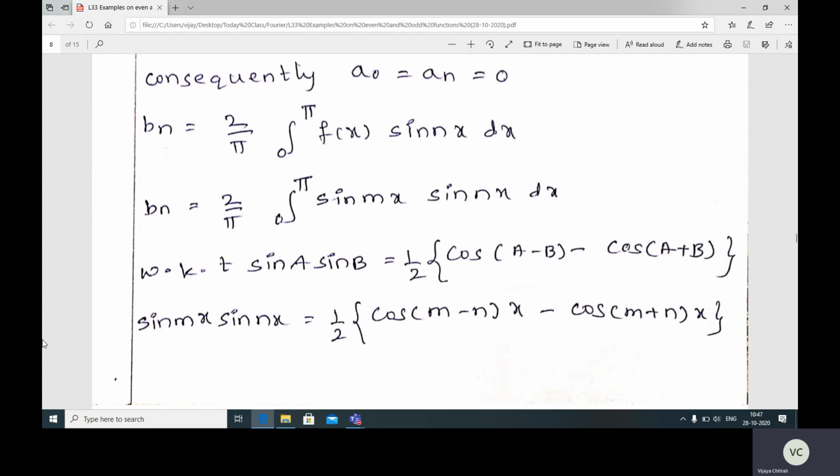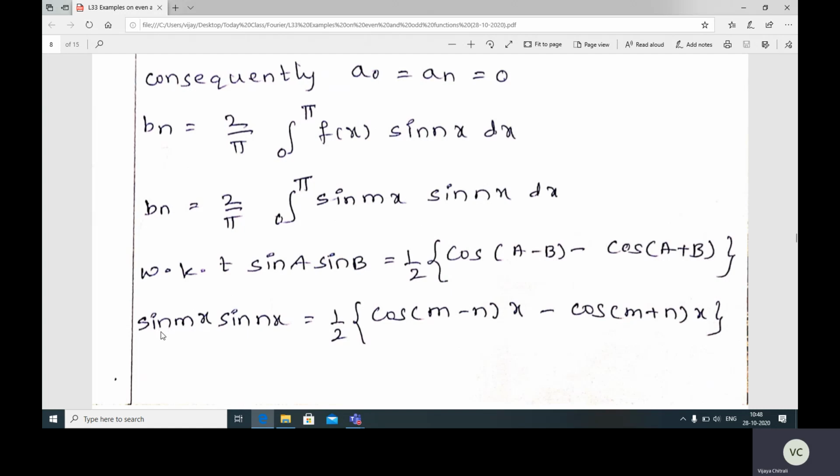Now b n is equal to 1 by 2 by pi, integration from 0 to pi f of x sin nx dx. So f of x will be sin mx, substitute. So b n is equal to 2 by pi integration from 0 to pi sin mx sin nx dx. Now how is it? Sin a sin b formula. So a is mx, b is nx. Now apply the sin a sin b formula. So sin a sin b is equal to 1 by 2 times cos of a minus b minus cos of a plus b. Now apply the same formula for this sin mx sin nx, because a is mx, b is nx.